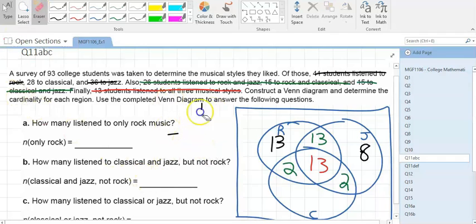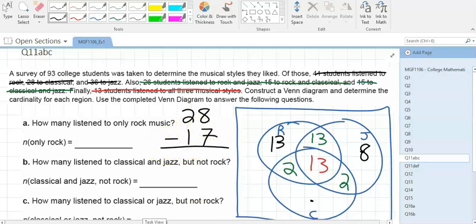And still moving on, notice that we're getting down to the last few numbers. So all we have left right here is classical. And you can see that right here. There were 28 classical students. But we already have 2, 13, and 2 taken care of. So that's 17. So we're going to take the 28 minus 17. And that gives us 11 when you subtract those two.